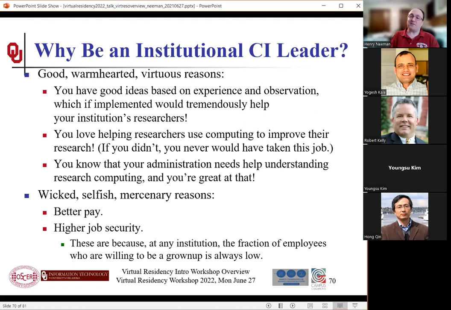And your administration, they know they want research. They know they want research computing. They don't know how to get it. Why would they? They've got no background in that. But you have background in that, or you're going to develop background in that. And that's where you can help.